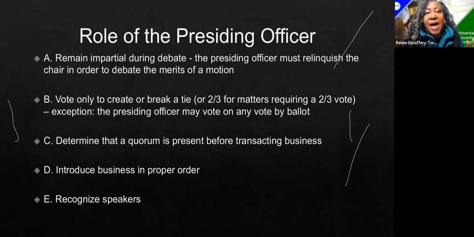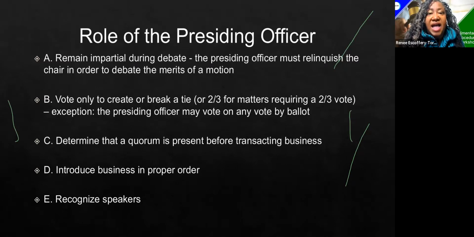Also, the presiding officer votes usually only to either break or create a tie. A lot of people understand about breaking a tie. They don't really realize that you can vote to create a tie. And if you create a tie, then that motion fails. So you can vote only to create or break a tie, or to make something two-thirds for matters requiring a two-thirds vote.